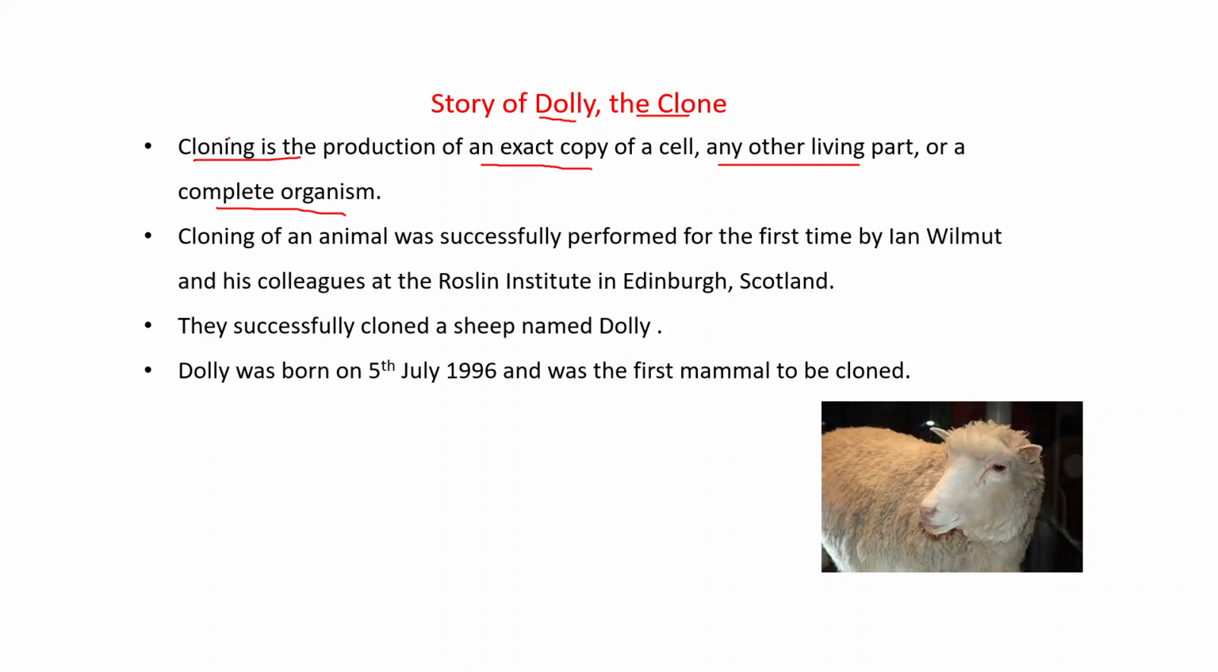that is called cloning. Cloning of an animal was successfully performed for the first time by Ian Wilmut and his colleagues at the Roslin Institute in Edinburgh, Scotland. They successfully cloned a sheep named Dolly. Clear? Now you are familiar with Dolly. Dolly was born on 5th July 1996 and was the first mammal to be cloned.